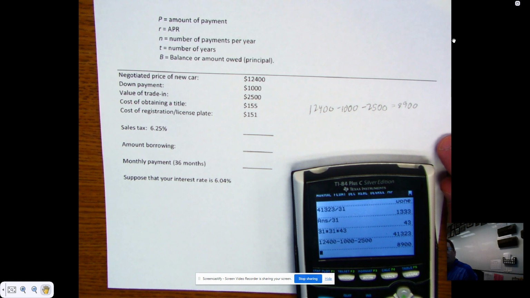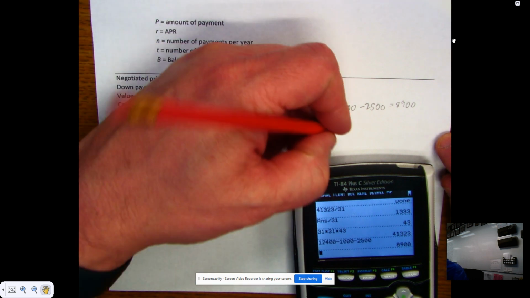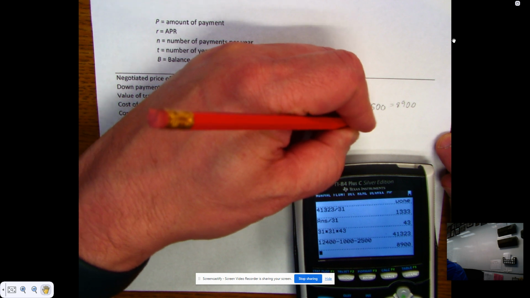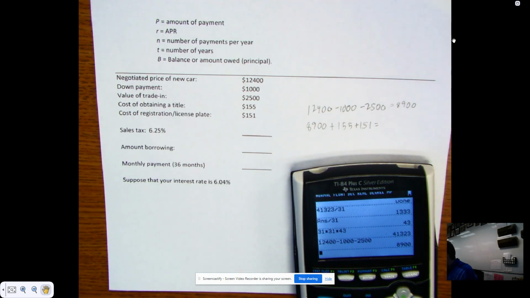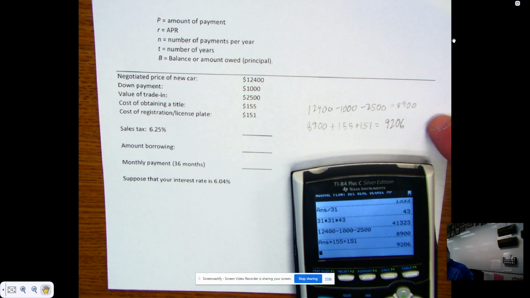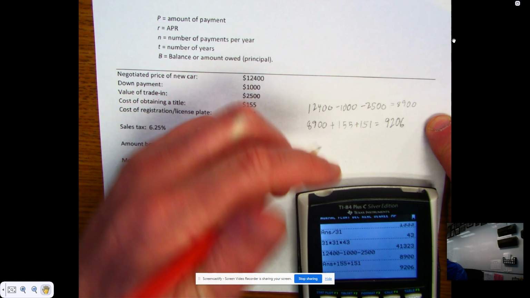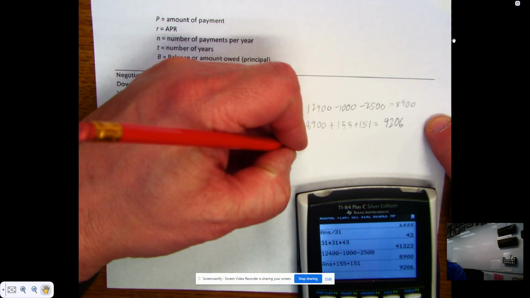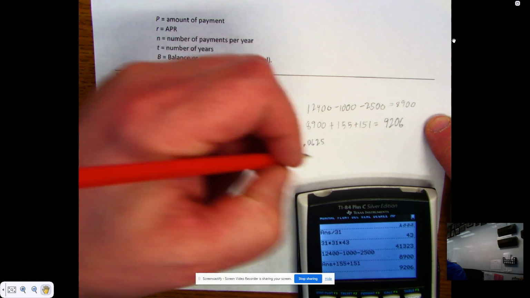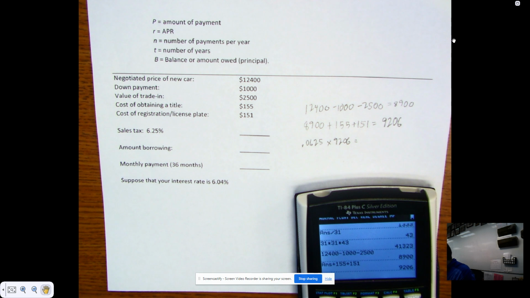Then the title and the registration costs are on us, so we'll add the title and the registration. So 8,900 plus 155 plus 151 is $9,206. Now, the first thing that we're supposed to do is calculate the sales tax. Since the sales tax is 6.25%, we'll take 0.0625 and multiply it by 9,206, and that'll give us the sales tax.